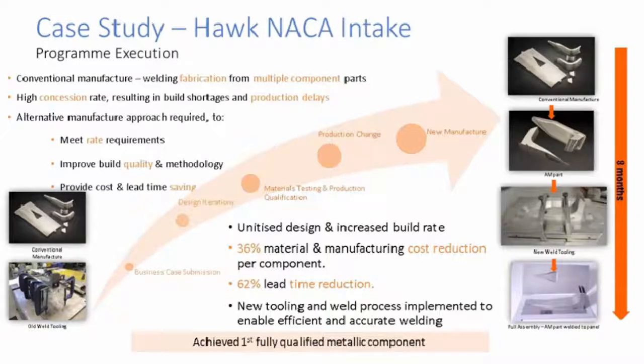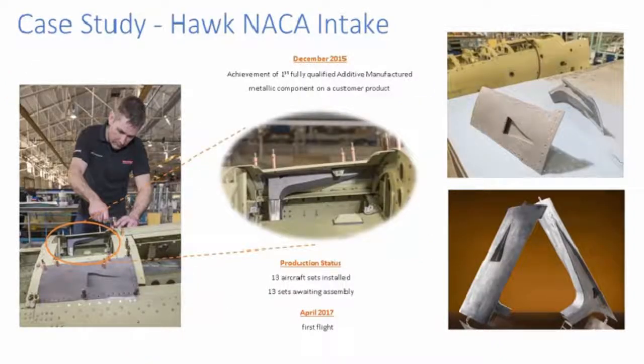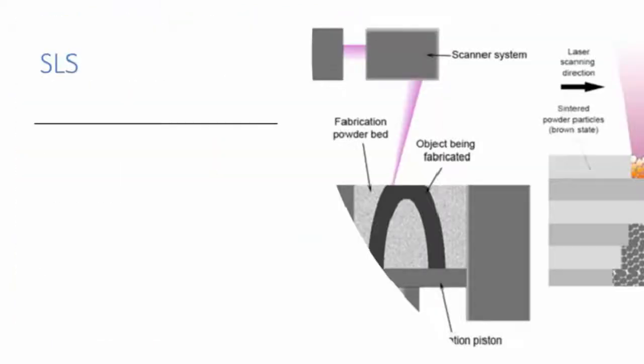The issue with this component was that there was a high concession rate, resulting in build shortages and production delays. It was decided that an alternative manufacture approach was required to meet rate requirements, improve build quality and methodology, whilst providing cost and lead time savings. As a result, SLM was considered the most beneficial approach, which resulted in improved design and increased build rates, 36% material and manufacturing cost reduction per component, and a 62% lead time reduction. In December 2015, it saw the achievement of the first fully qualified additive manufacturing metallic component on a customer product, and this was the NACA duct on the Hawk intake.